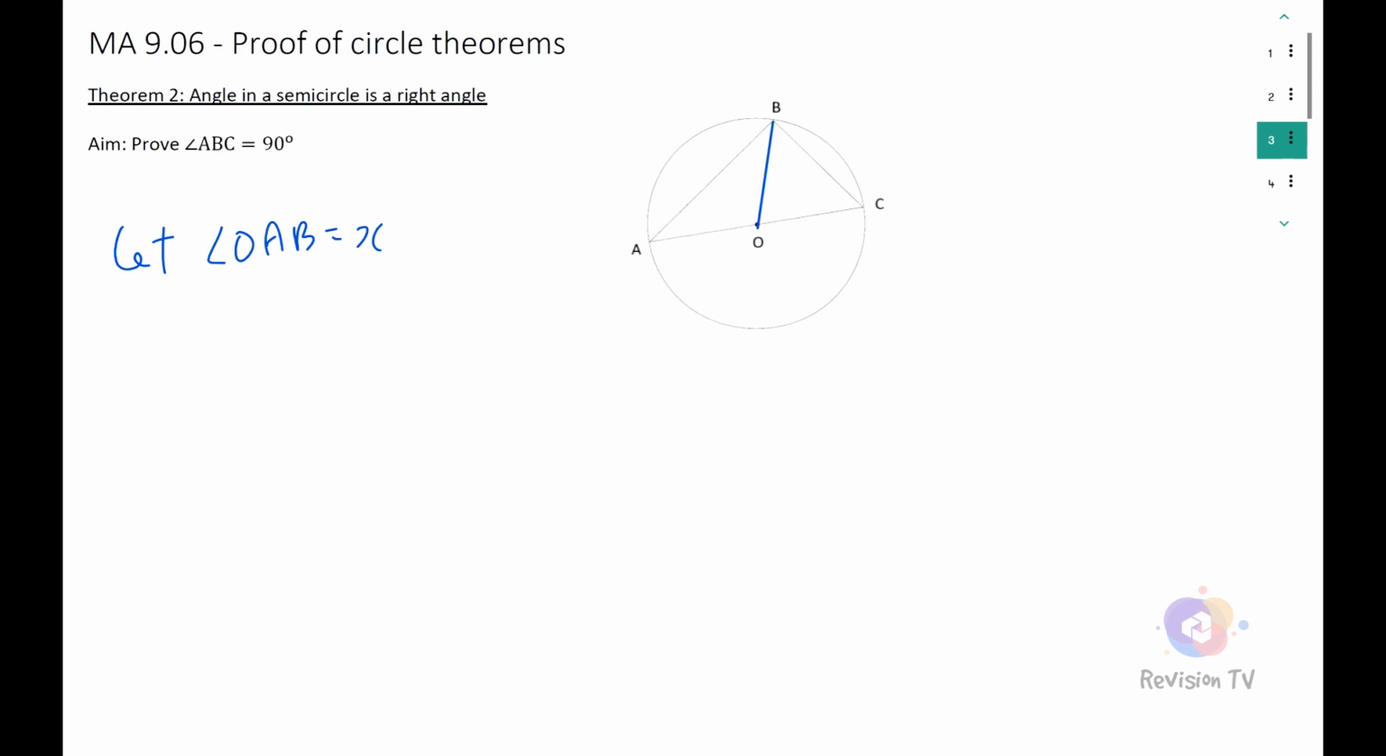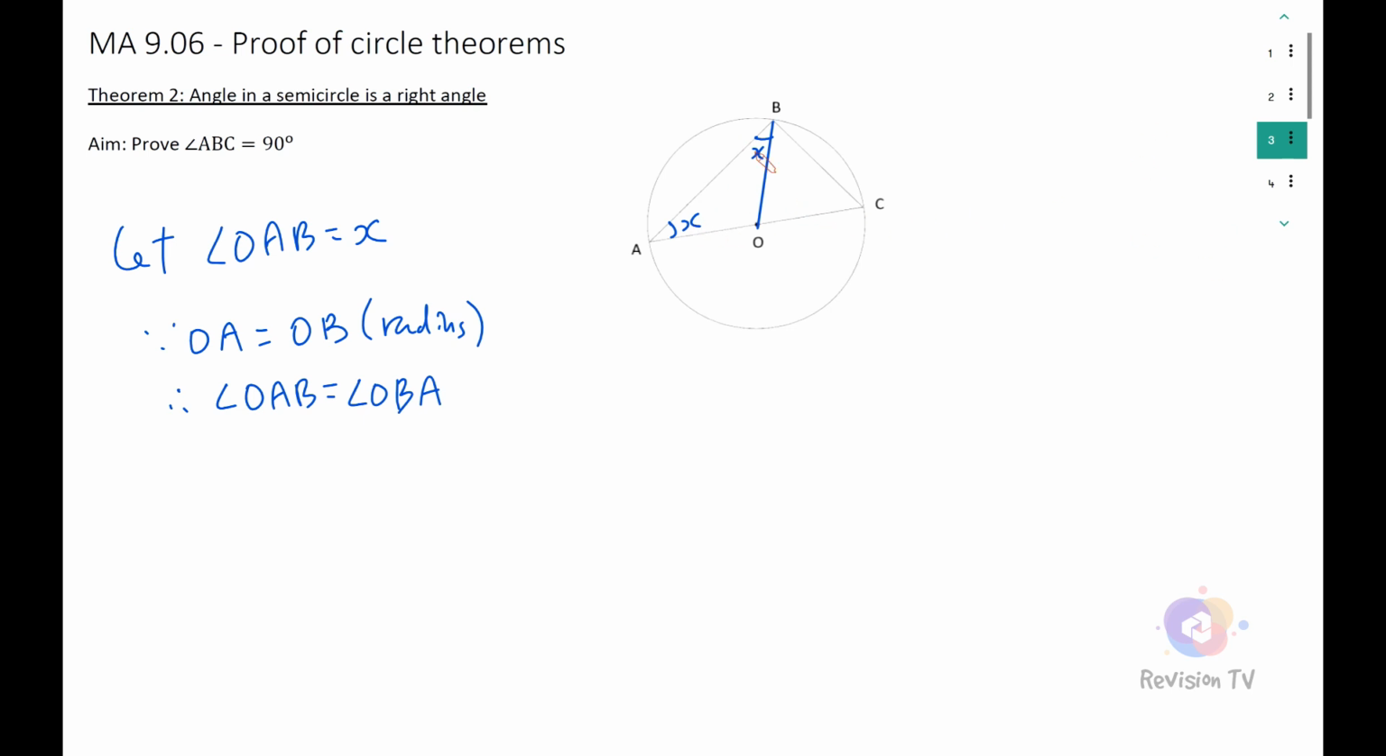So angle OAB is x. Actually, that x is quite ugly, so I'm going to write it again. Now, what do we know? We use the radius trick again. Because OA equals OB, which is about radius, therefore the angle OAB equals angle OBA. So that will equal x as well. That's the first step.